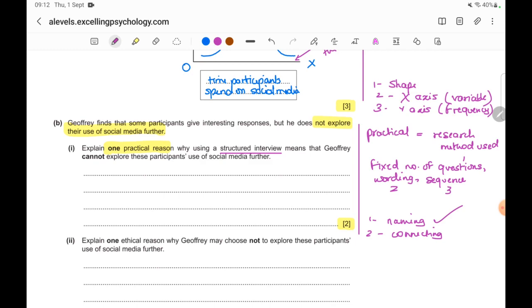So that is what we need to discuss in general. Then making it specific to Jeffrey's study, all we need to say is that although he found some interesting responses, he cannot ask any further questions because he's not using an unstructured or semi-structured interview that would give him permission to explore further. Okay, let's see how to write this answer. So we'll begin with structured interviews.